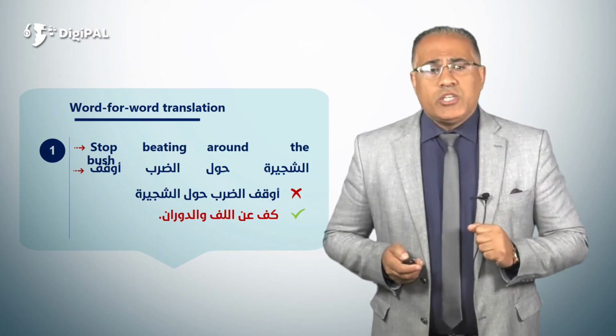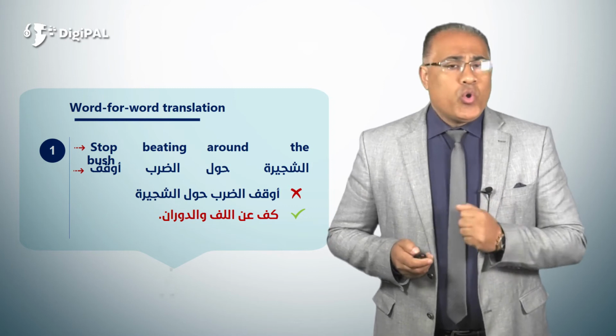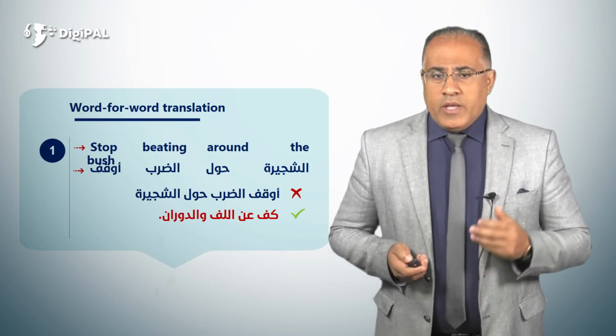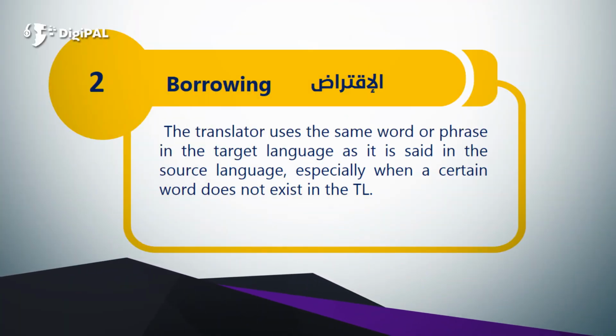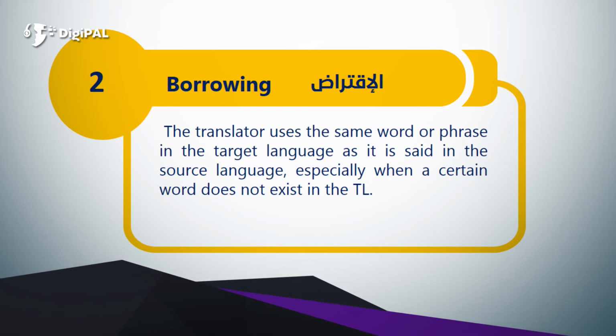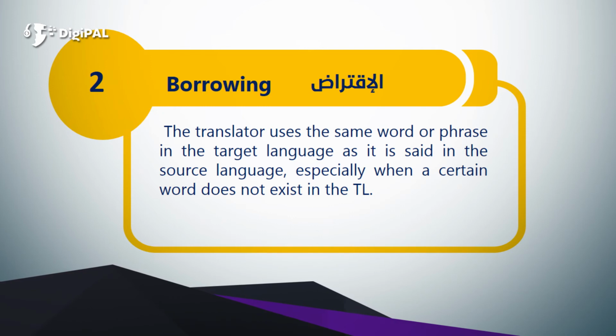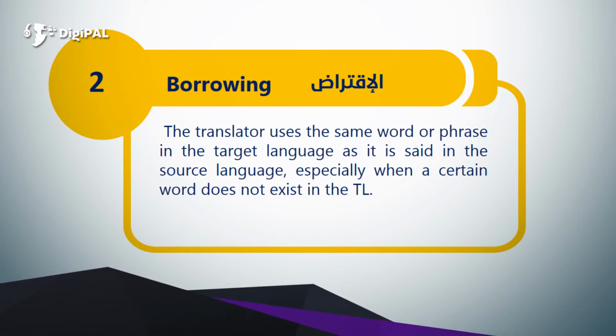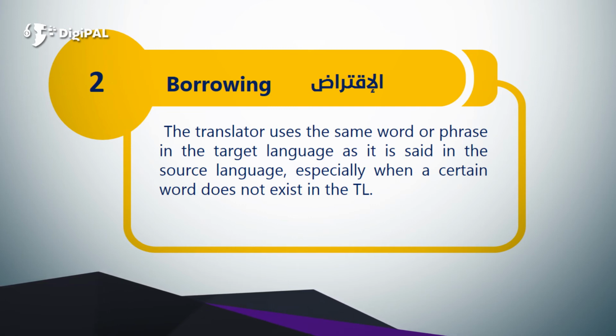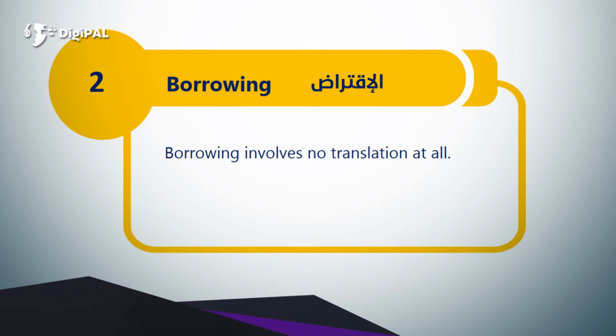The second translation technique is borrowing, أو الاقتراض. The translator in this technique uses the same word or phrase in the target language as it is used in the source language, especially when a certain word does not exist in the target language. Therefore, borrowing involves no translation at all.